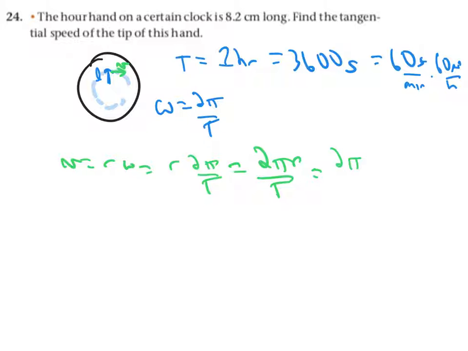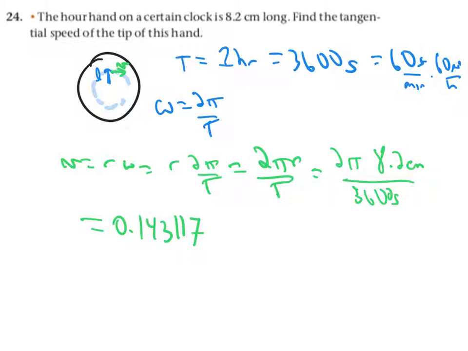2 pi times 8.2 centimeters over 3,600 seconds. We end up with 0.143117 centimeters per second, which by the fact that we have two sig figs is really 0.14 centimeters per second, or about 1/10 of a millimeter per second.